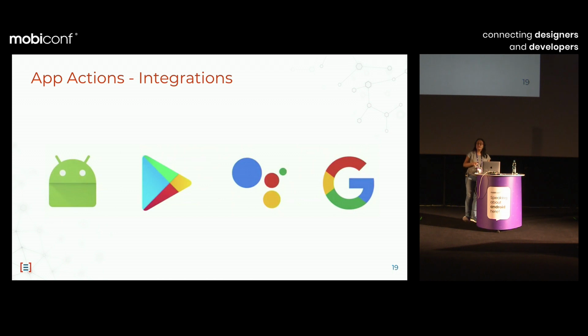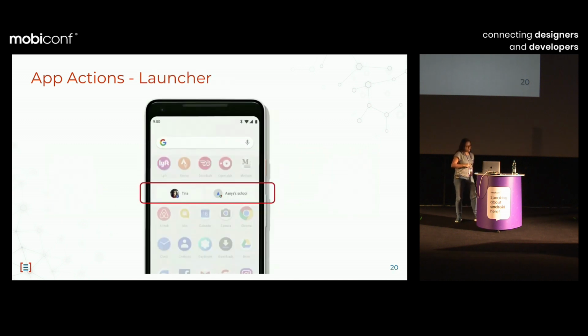And what's really great is that it works across the Android platform as a whole. So it works on the Android launcher, on smart text selection when you select text, on the Play Store, on the Google Assistant, and on the Google Search app. So let's see how it shows itself.